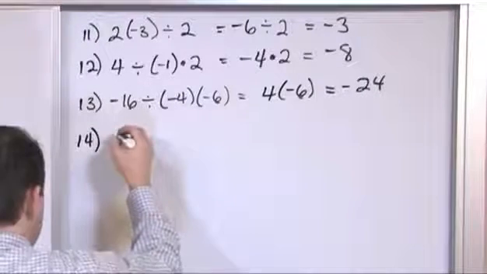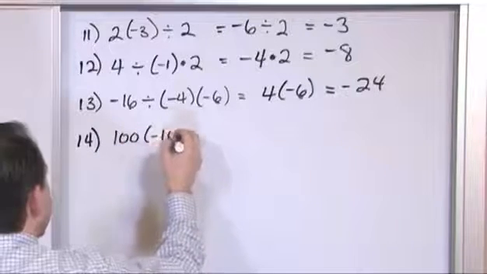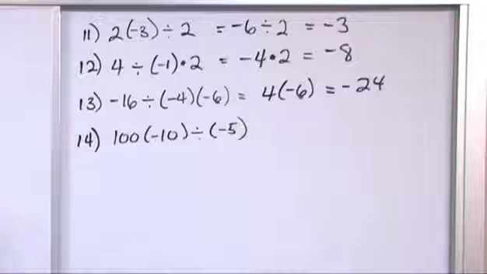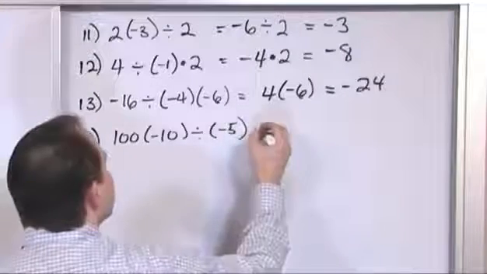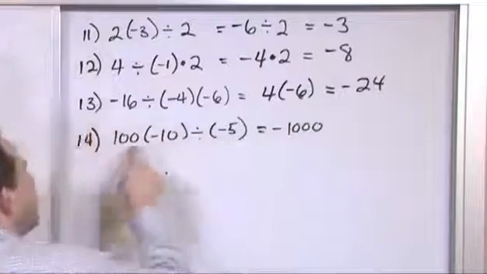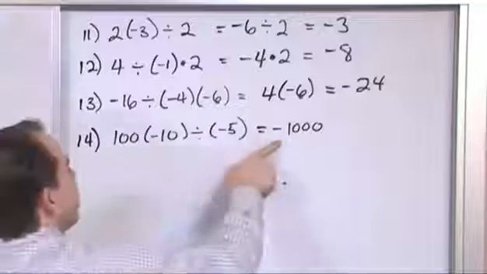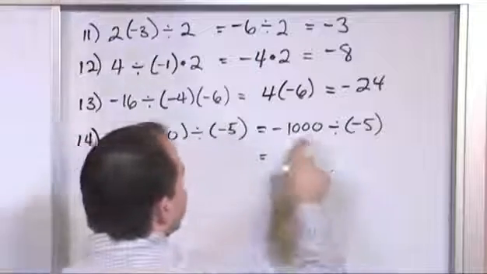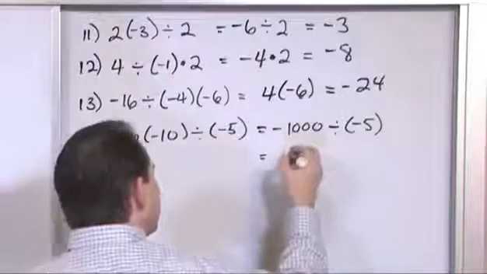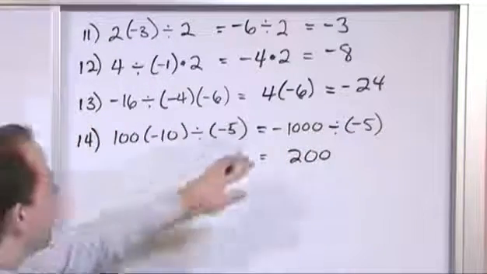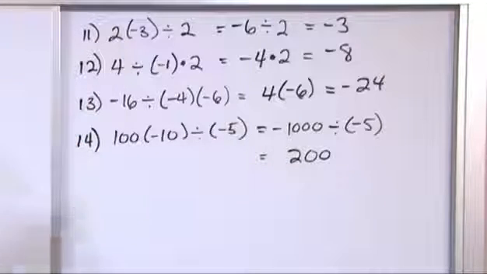Let's say we have 100 times -10 divided by -5. So we have multiplication, we have division. There's really nothing to do inside of these parentheses because they're just numbers. So we'll just go left to right. 100 times -10 is -1000, because 10 times 100 is 1000, and these signs are different, so we have a negative sign. And we're going to divide by -5. We're going to get an answer of 200, and it's going to be positive because both of these signs are the same.